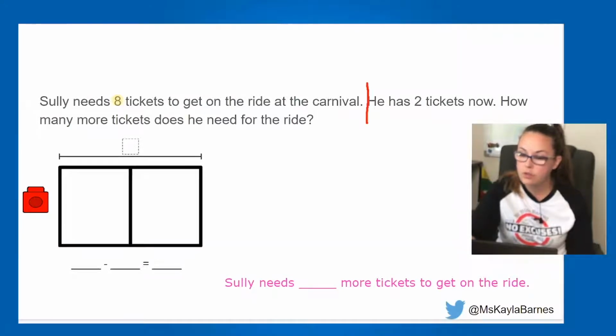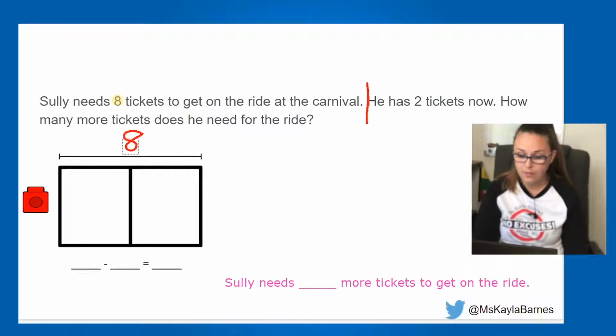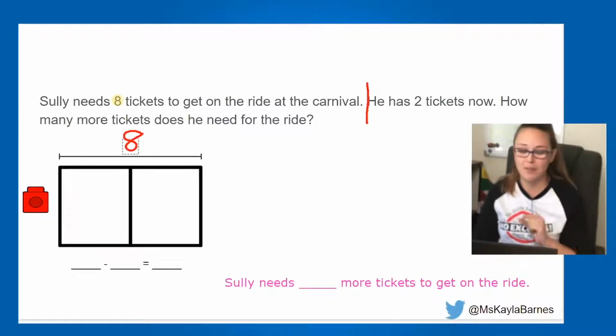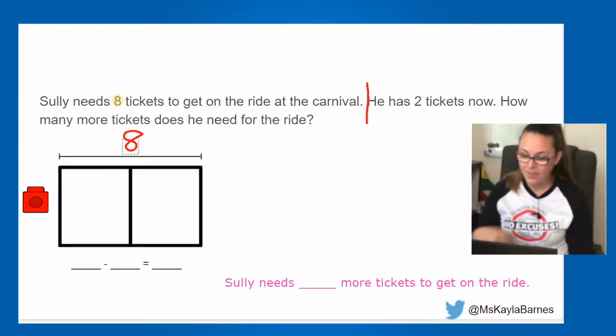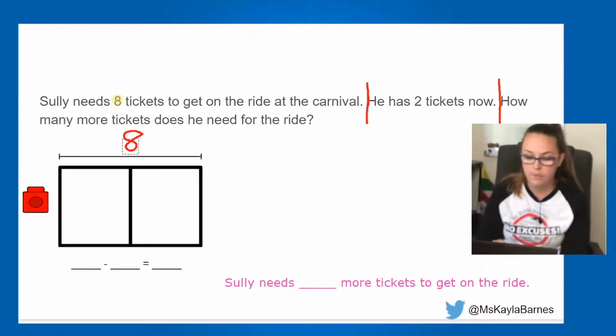So we're going to model that in our part whole map by writing 8 at the top in the total box. My total box is really small, so my 8 doesn't fit into it, and that's okay. Let's read the next sentence. The next sentence says, he has 2 tickets now. And there's a period, so we'll stop.